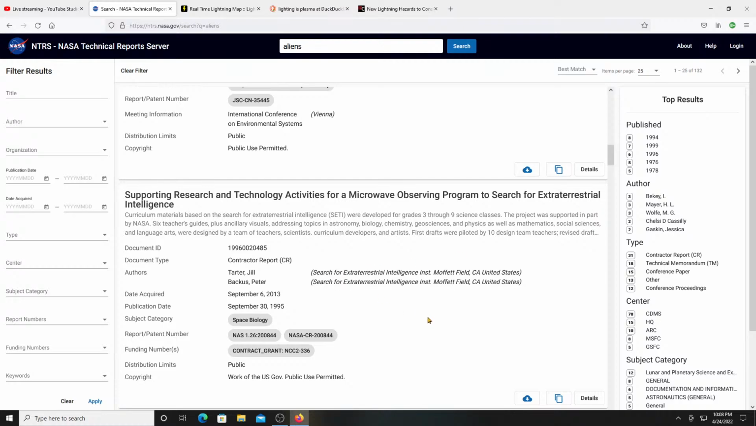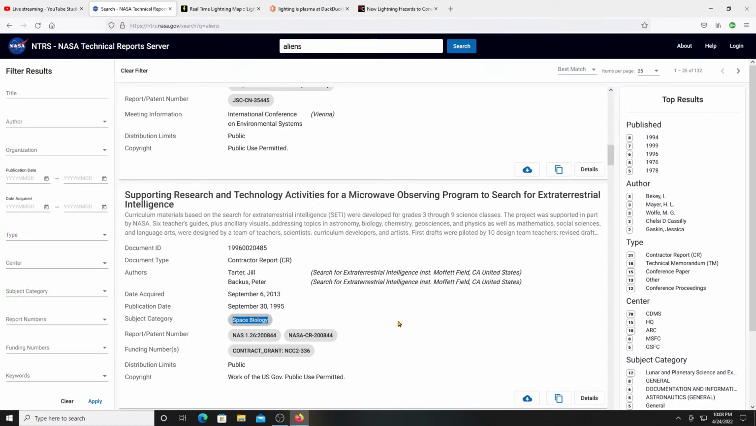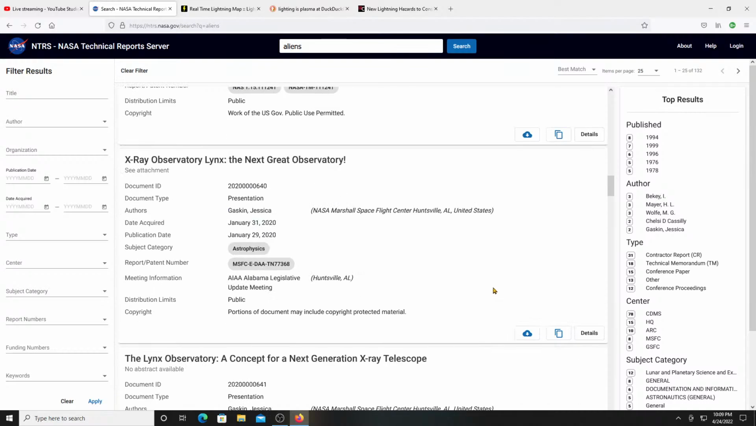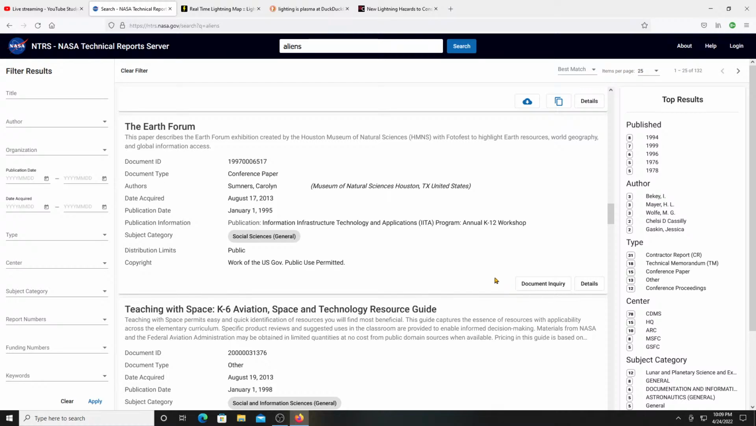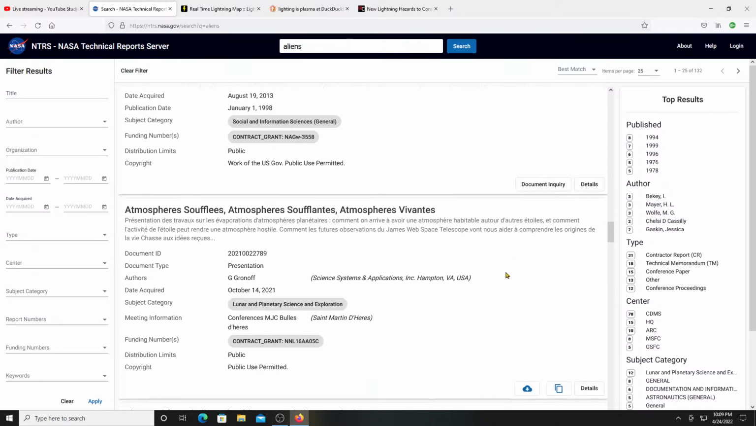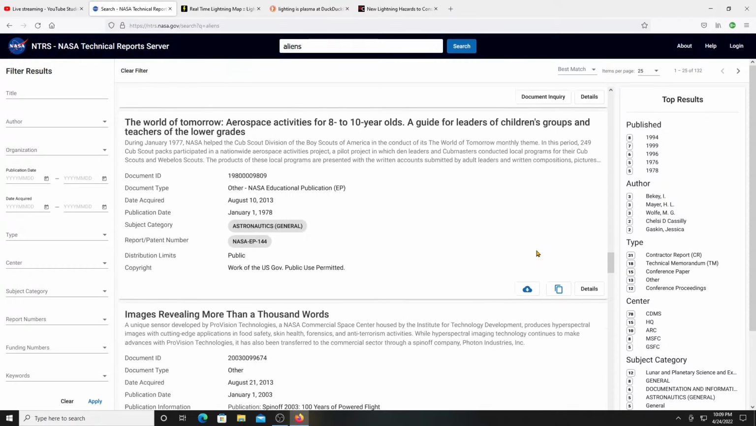Well, look at that. Teachers guide, ancillary visuals, astronomy, biology, chemistry, geosciences, mathematics, social sciences, languages, arts, teachers. Wow. X-ray. An Earth Forum. They got an Earth Forum? The need for a dedicated public service helicopter.